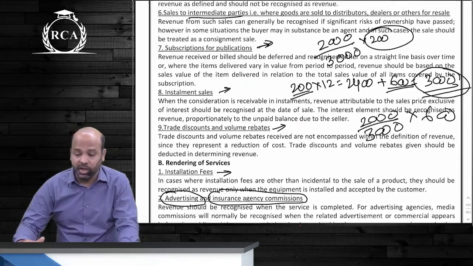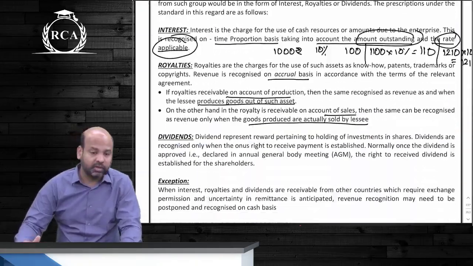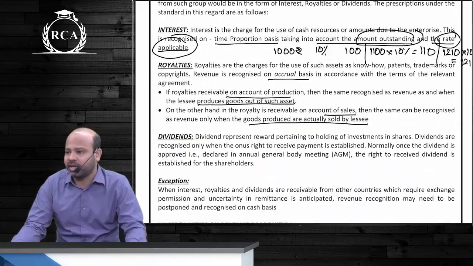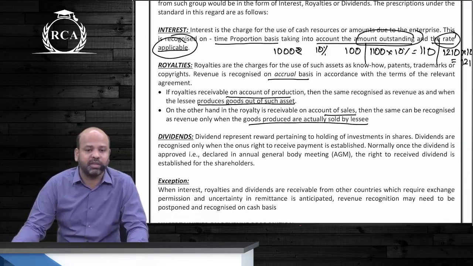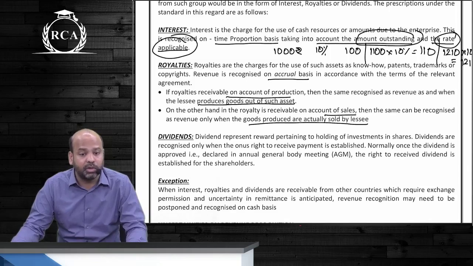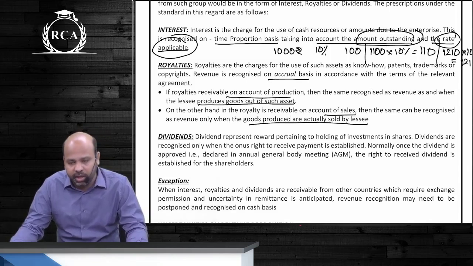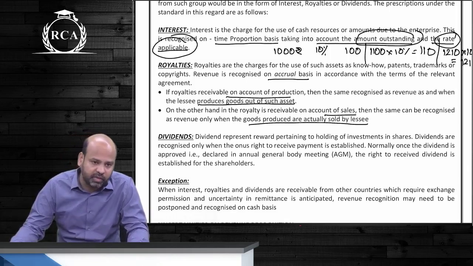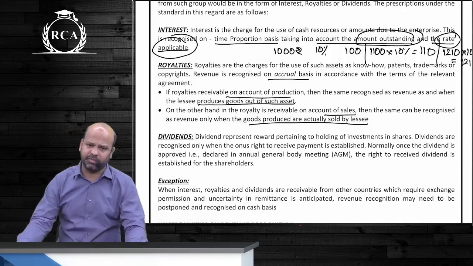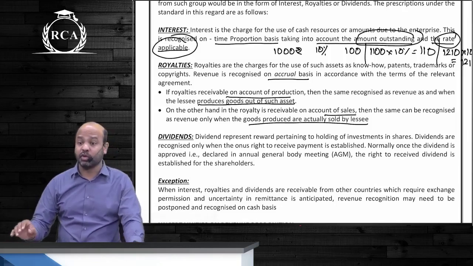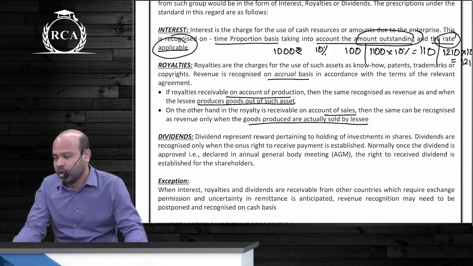After that, we did use of enterprise resources by others. There were three things here: interest, dividends, and royalties. Interest should be recognized on a time proportion basis after considering the amount that is outstanding and the interest rate applicable. Royalties should be recognized on an accrual basis. If it is based on production, it accrues as and when the goods are manufactured. If it is based on sales, it accrues as and when the goods are sold.